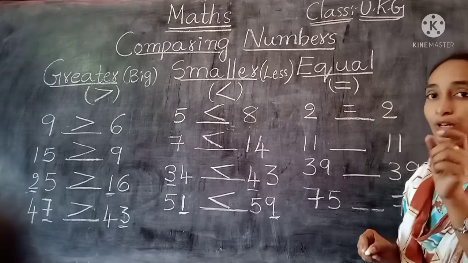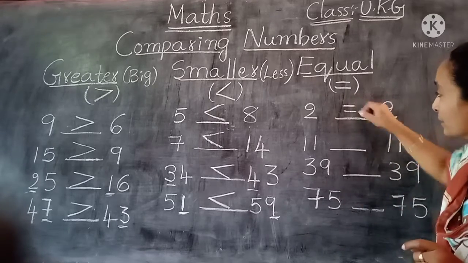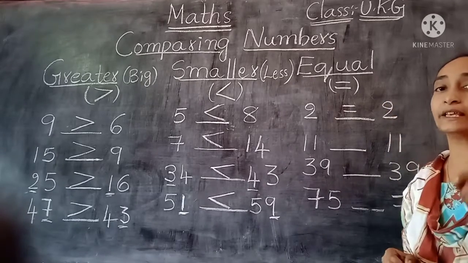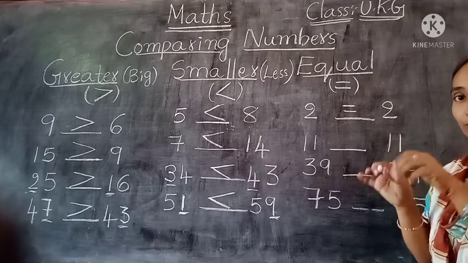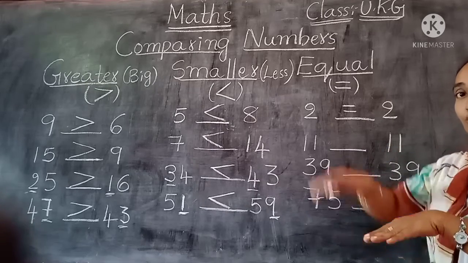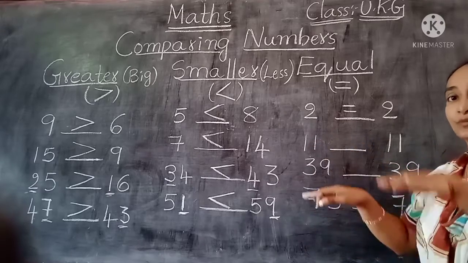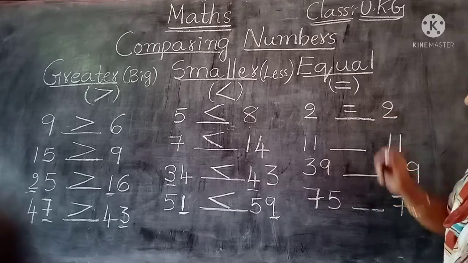So when we keep the two small lines, this symbol we can call as equal. So equal means both are the same. Okay, both are the same numbers. Here no one is big and no one is small. Both are the same.